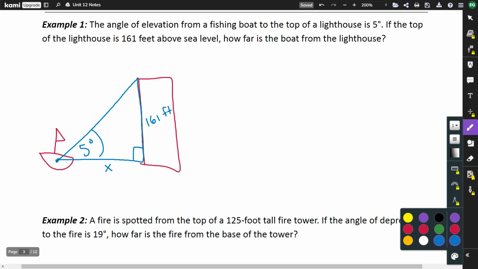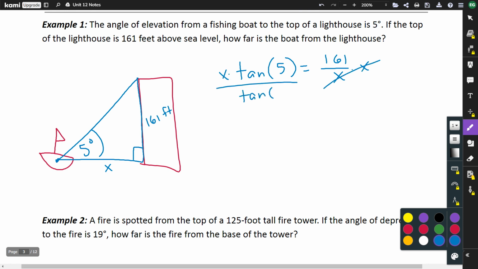We're trying to figure out how far we are from the lighthouse. So we have the opposite and adjacent sides. So I'm going to set this up as tan of 5 degrees equals 161 over x. Just like last time, to solve for x, I need to multiply both sides by x and then divide by tan of 5. So if I do 161 divided by tan of 5, I get about 1,840.2 feet.